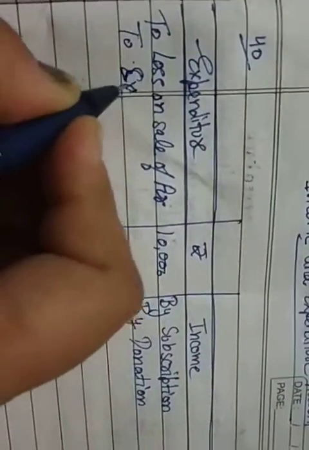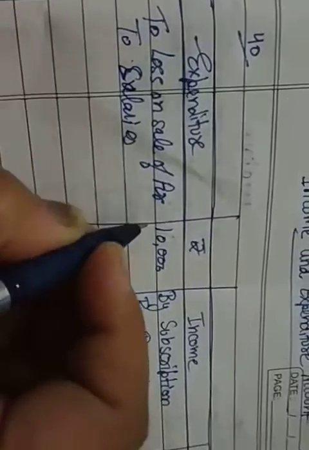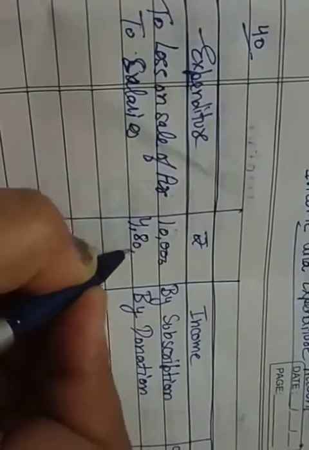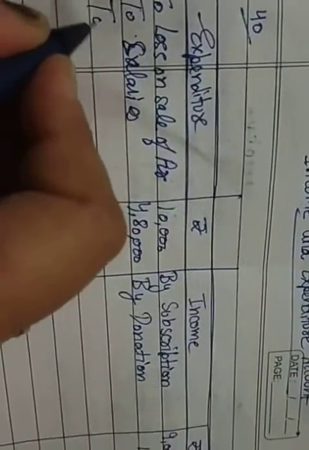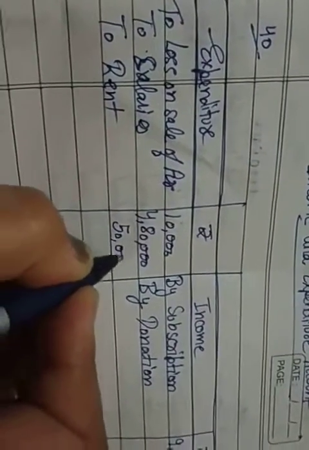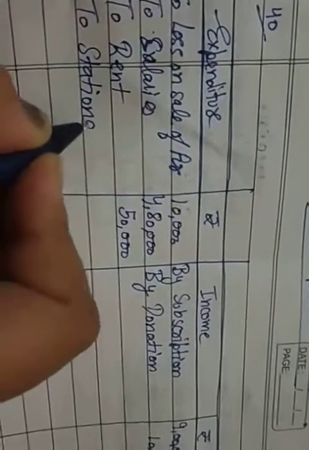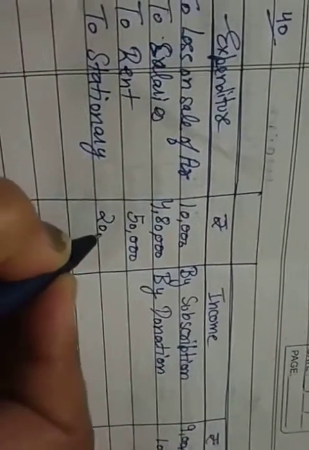Next is salaries. Salaries is our expenditure. You will write here to salaries. Salaries is of 4,80,000 rupees. Then next is rent. To rent 50,000. Then next is stationery. To stationery, the amount is 20,000.